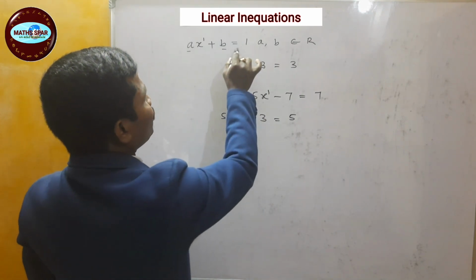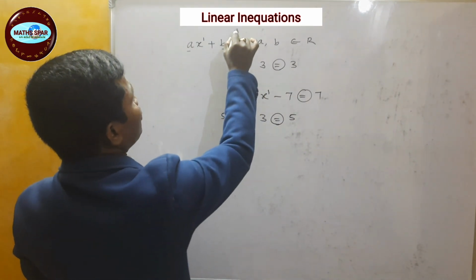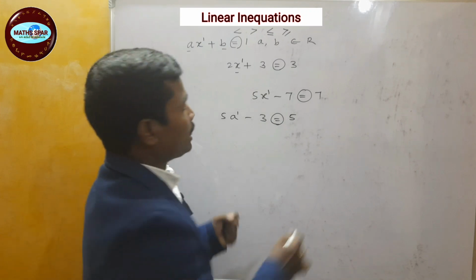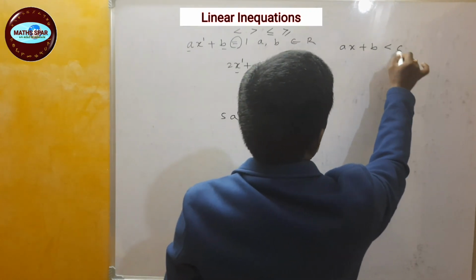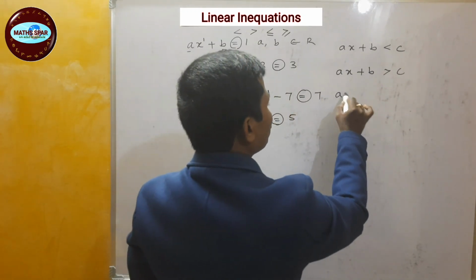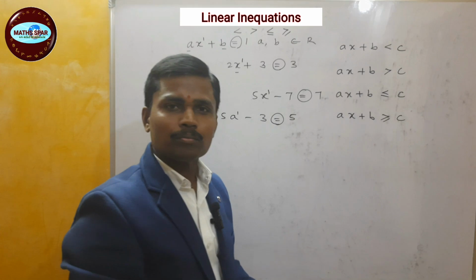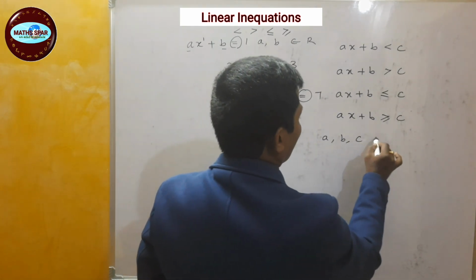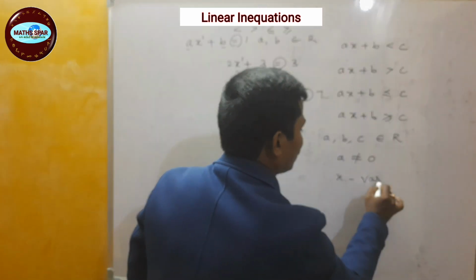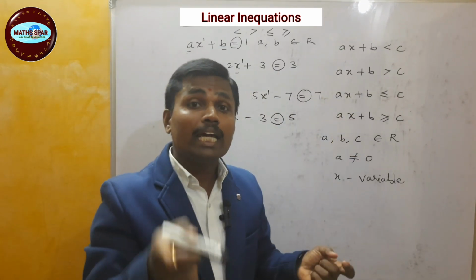Then in place of this equal to sign, if there is any sign which is either less than, greater than, less than or equal to, or greater than or equal to, that is, say ax plus b less than c, or ax plus b greater than c, or ax plus b less than or equal to c, or ax plus b greater than or equal to c, where a, b, c are real numbers with a as a non-zero number and x as a variable, such statements are called linear inequations.